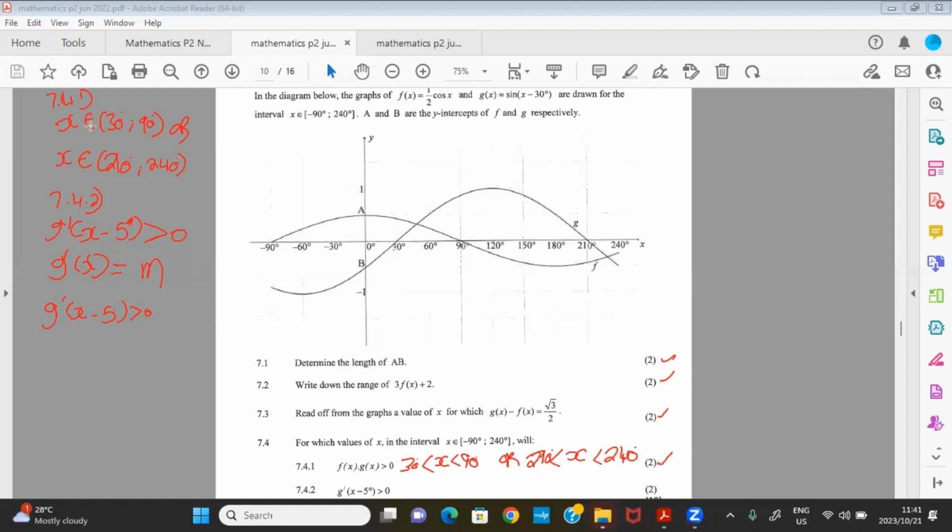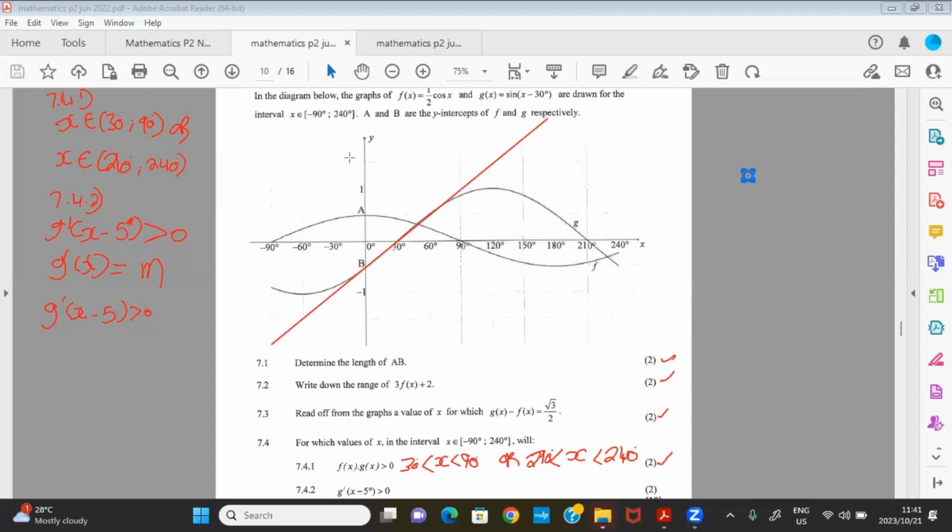Obviously, when we move the graph 5 units, to the right. To the right. So for my gradient to be positive, my graph basically must be increasing, and that's for my graph of g. And I can see my graph of g is increasing here. Do we see that? That's my gradient basically, it's going upwards.